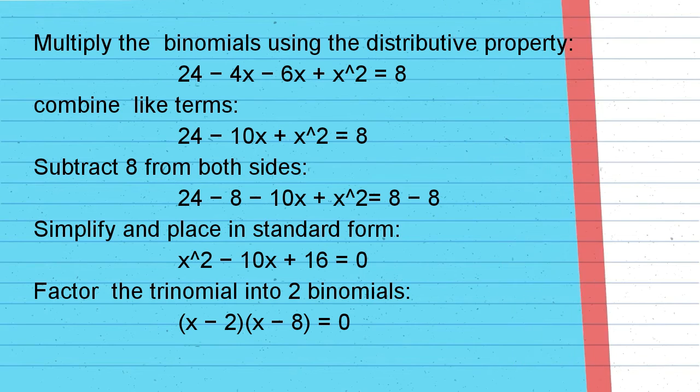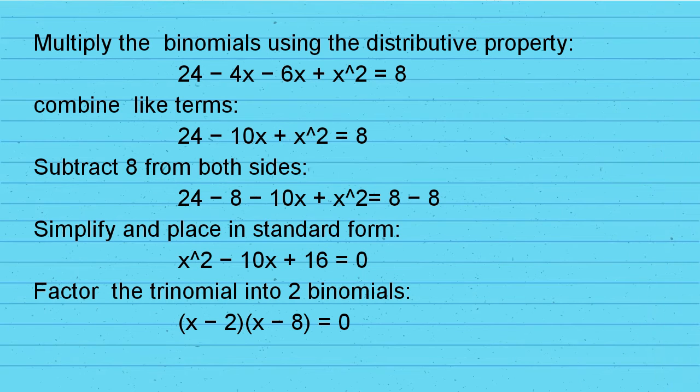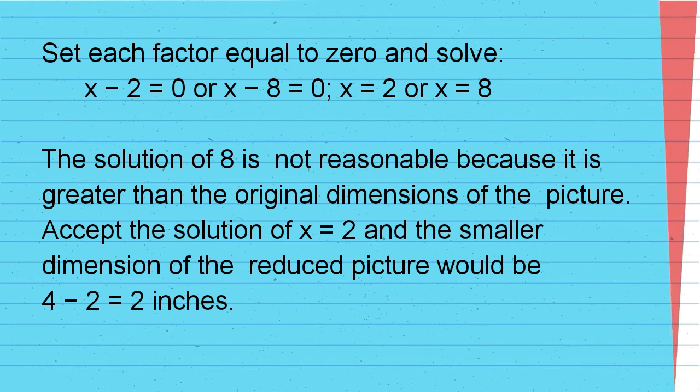Multiply the binomials using the distributive property. Combine like terms. Subtract 8 from both sides. Simplify and place in standard form. Factor the trinomial into 2 binomials. Set each factor equal to 0 and solve.